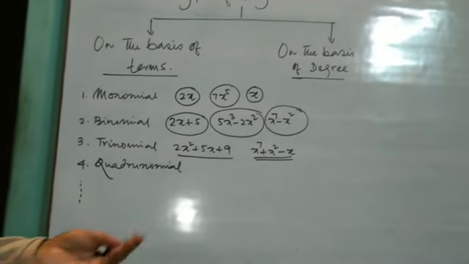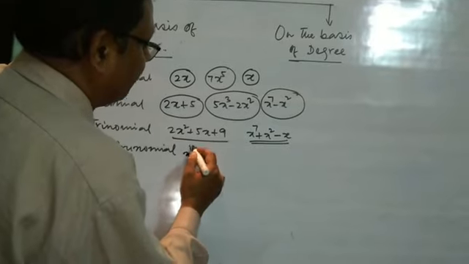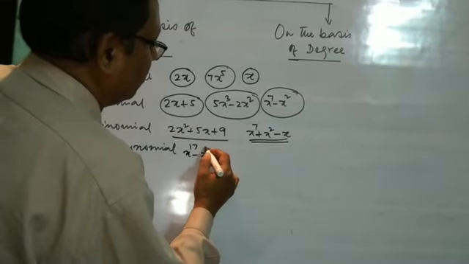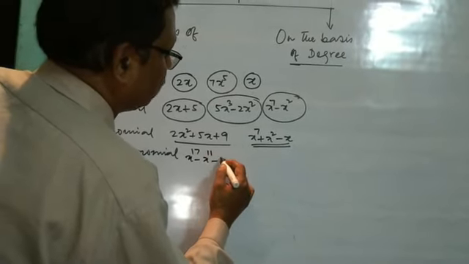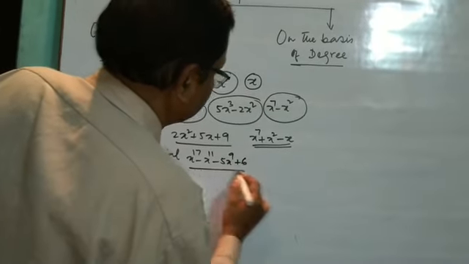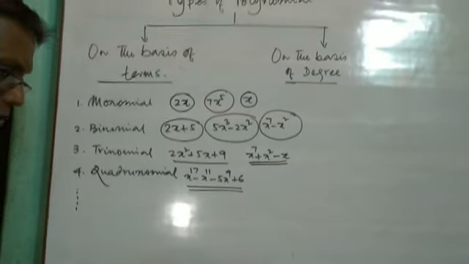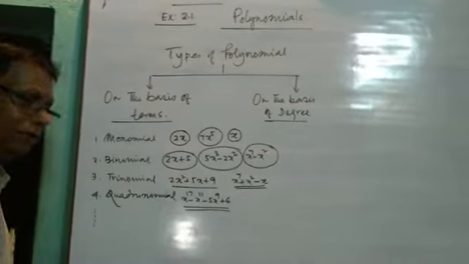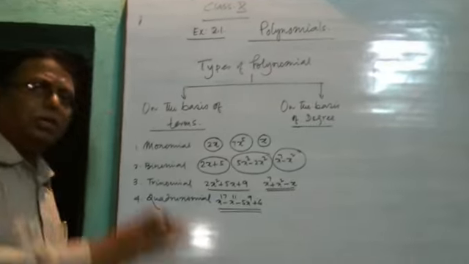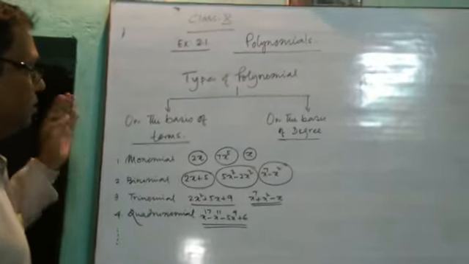There must be three terms and they will be separated by either plus or minus signs. And quadrinomial, similarly, there will be four terms: x to the power 17 minus x to the power 11 minus 5 x to the power 9 plus 6. This is an example of the quadrinomial. In this way, you can go for a polynomial having 5 terms, 6 terms, 7 terms and n terms. This is on the basis of the terms.